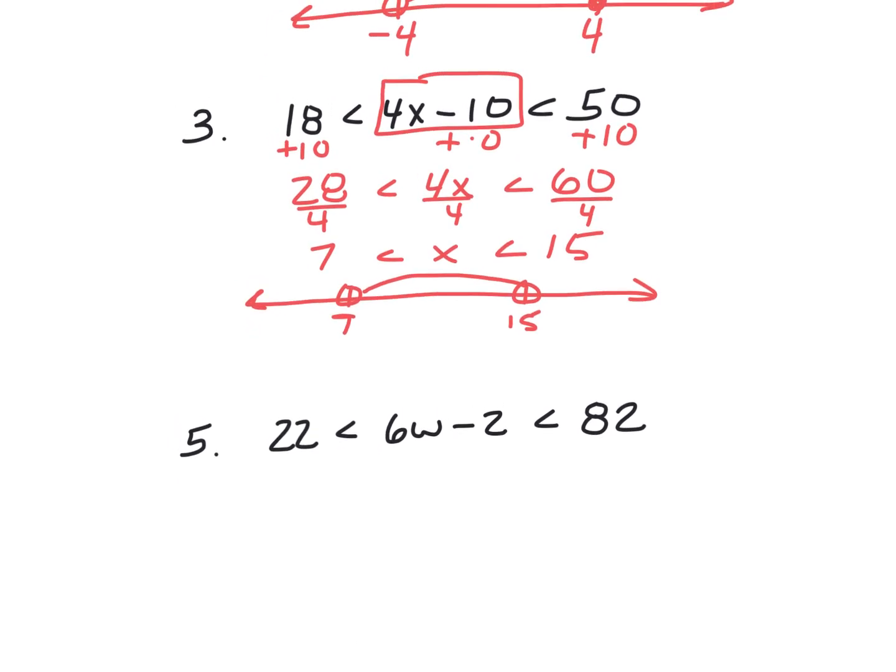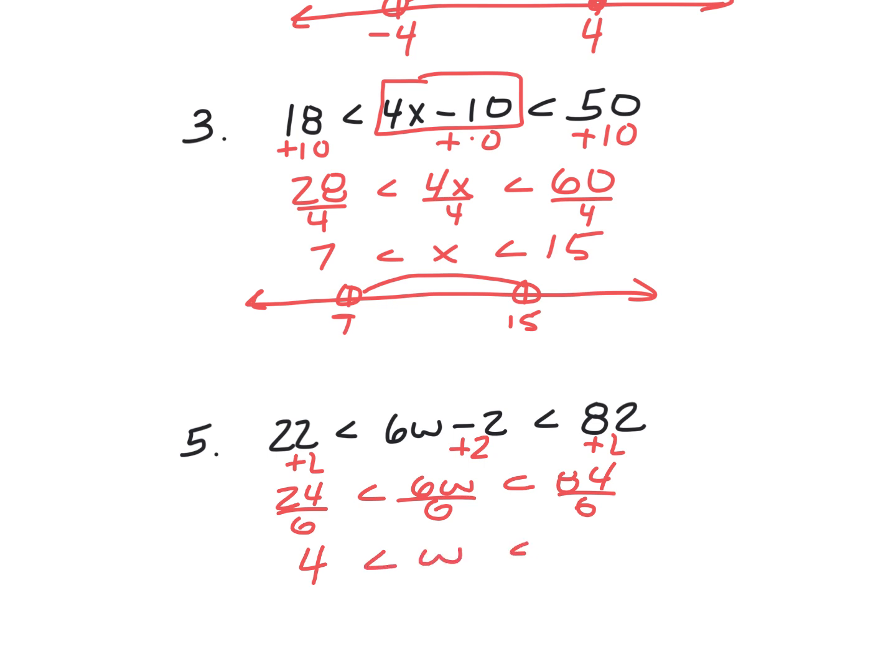Next example here, number 5. I'm going to add 2 to all three parts of this. So I've got 24 is less than 6w is less than 84. I can divide everything by 6. 4 is less than w is less than, that goes in there how many times? 14 times. So I'm talking about everything between 4 and 14. It's a tweener, and it's open circles.